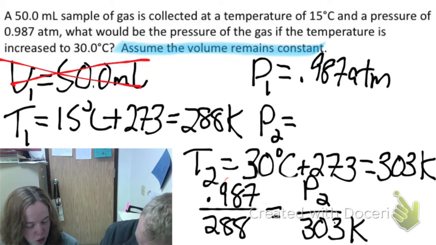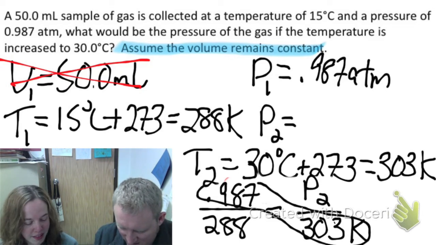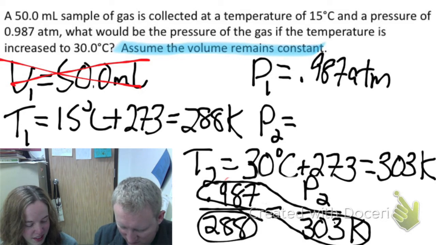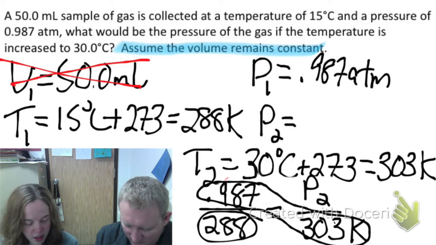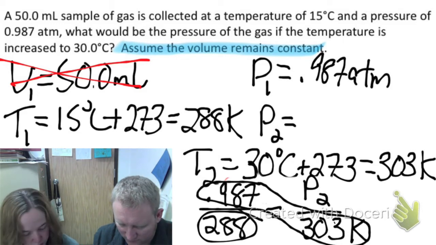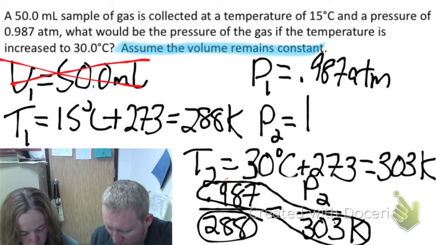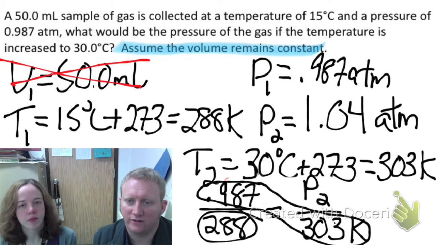So again, this is one of those cases where you actually get to cross multiply and divide. And this one's a nice easy one because there aren't extra numbers. So we cross multiply 0.987 times 303 divided by 288, and we get 1.04 ATM, because that is the unit that we started with.